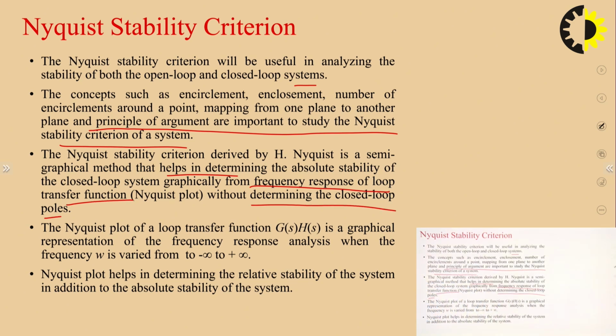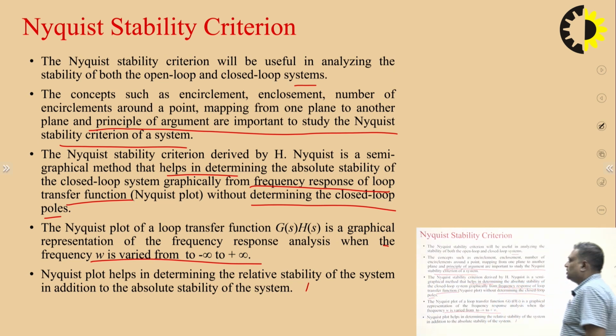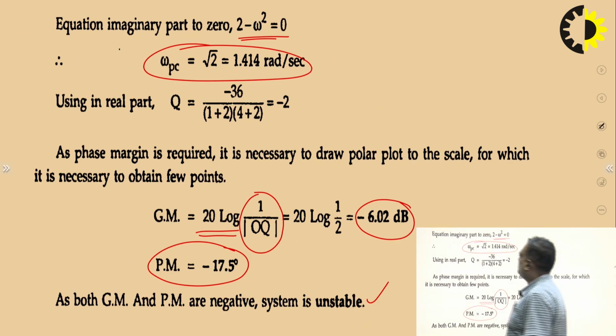The Nyquist polar plot of a loop transfer function is a graphical representation of the frequency response analysis when the frequency omega is varied from minus infinity to plus infinity. So the Nyquist plot helps in determining the relative stability of the system in addition to its absolute stability. But there is some issue with this polar plot analysis.